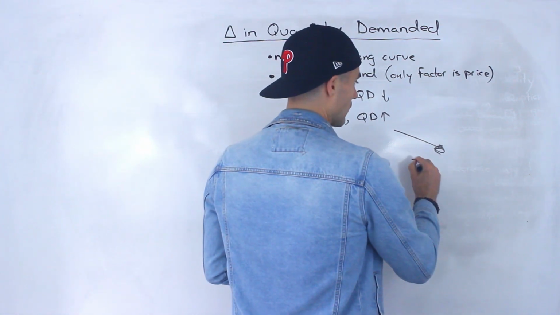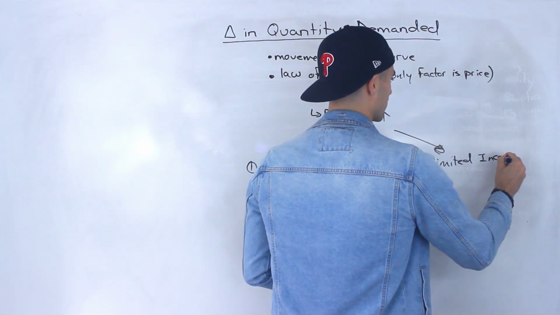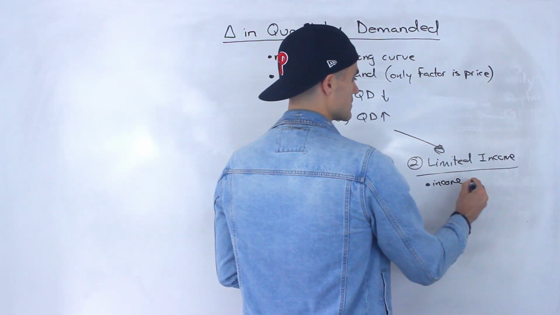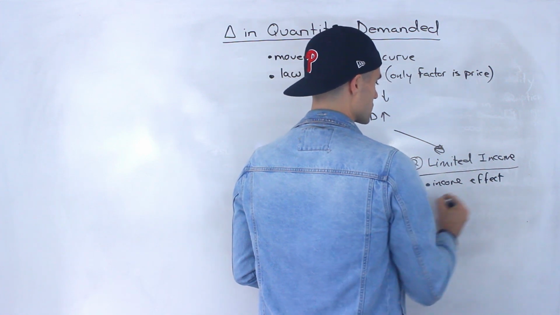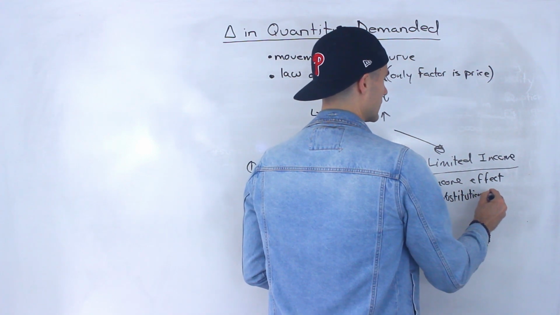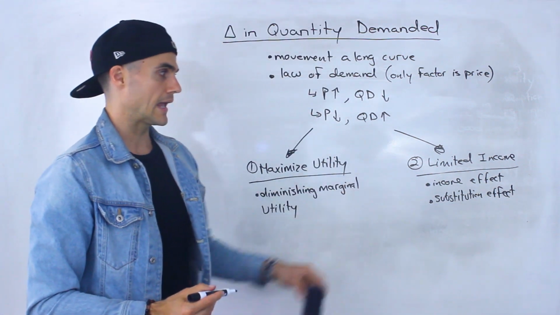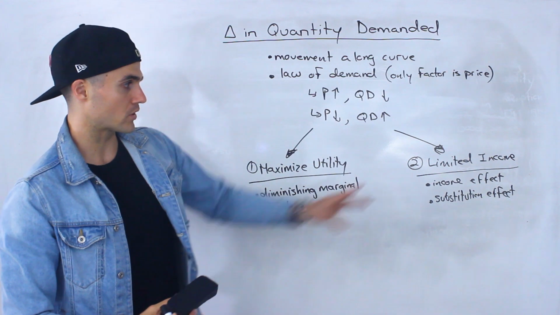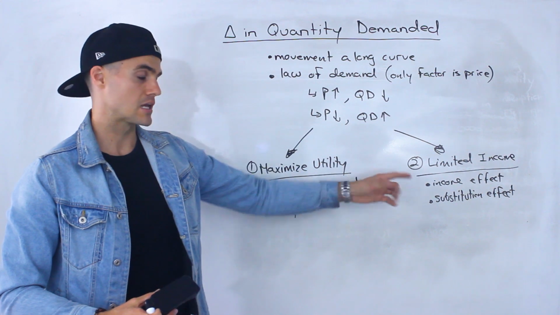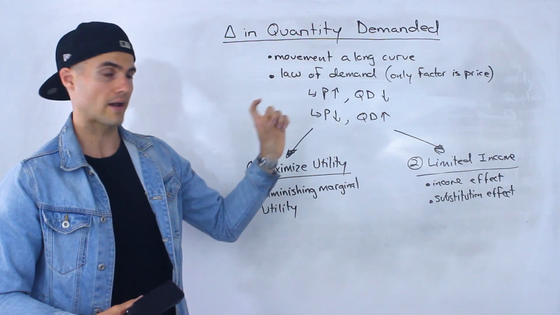And then we had the other side, which was limited income. Right? And under this, we talked about the income effect and then the substitution effect. And basically what both of these said is that a decrease in price of a product or a related product is going to increase the purchasing power of that limited income, which is going to increase the demand, increase the quantity demanded for that good or service.